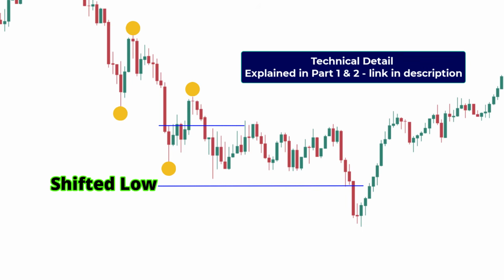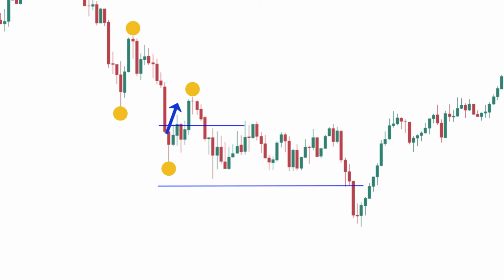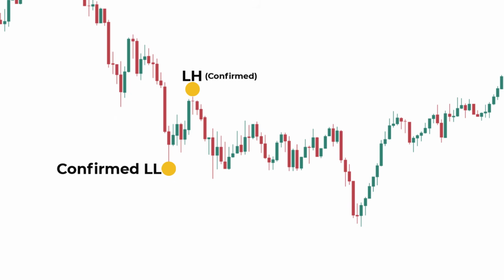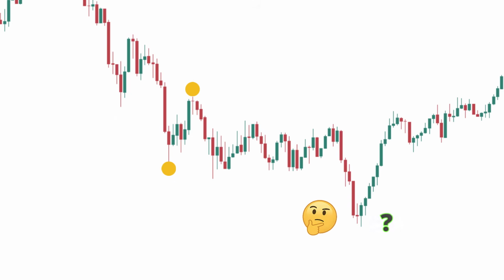Let's focus on this area. Here, after the buy-side retracement, this lower low became confirmed. But what about this lower high? Do you know when it becomes confirmed? Only after this shifted low is broken by a bearish candle body close. Now here is the key point. This lowest point, is it confirmed?